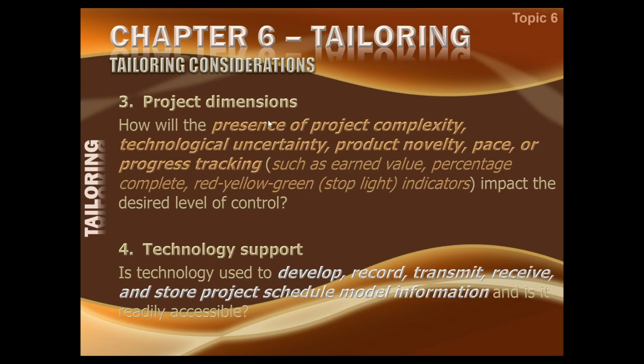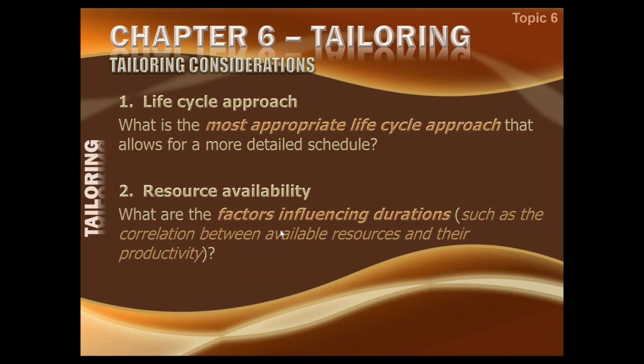How does the life cycle approach help you decide that? What is the most appropriate life cycle approach that allows for a more detailed schedule? You must decide which life cycle approach you are adopting and which is most suitable. What method should you tailor accordingly? Resource availability, as I was just saying: what are the factors influencing duration, such as the correlation between available resources and their productivity? So you need to reach the maximum, optimum effectiveness level. You should not do something in which you are ineffectively using your resources. Use your resources most intelligently so they can produce the maximum.